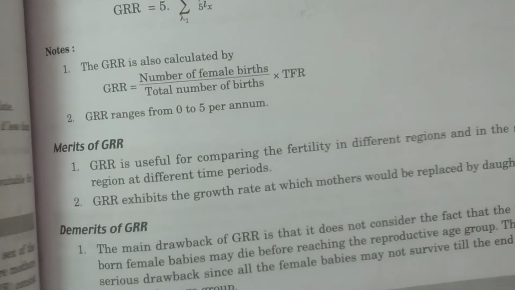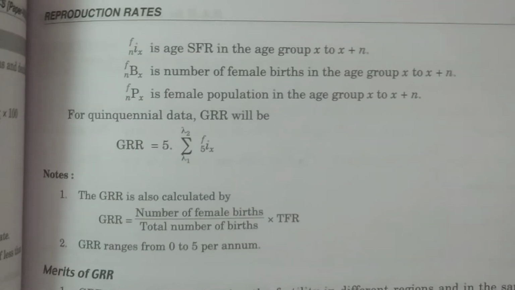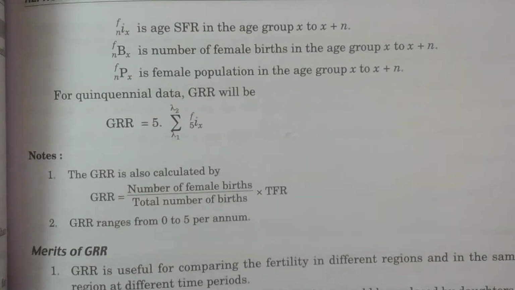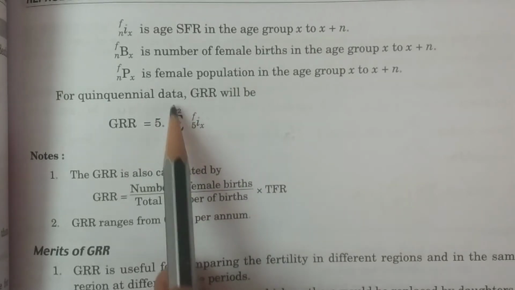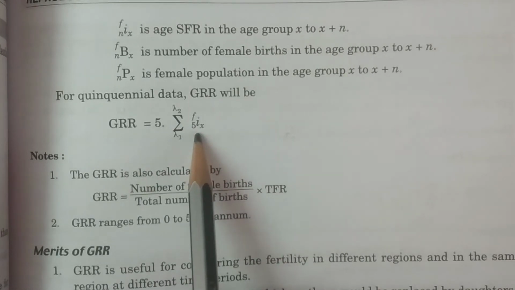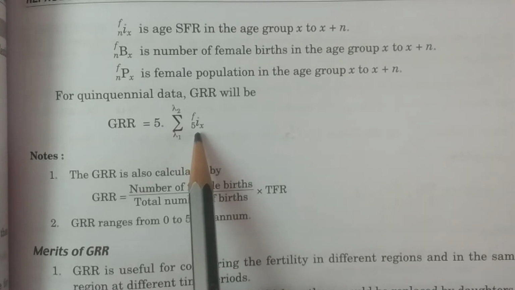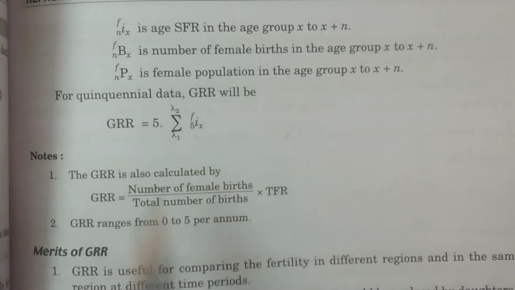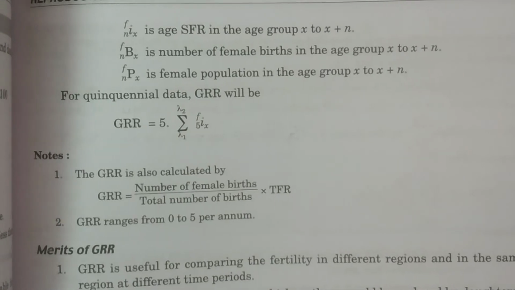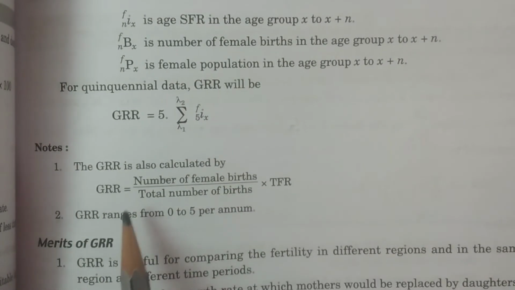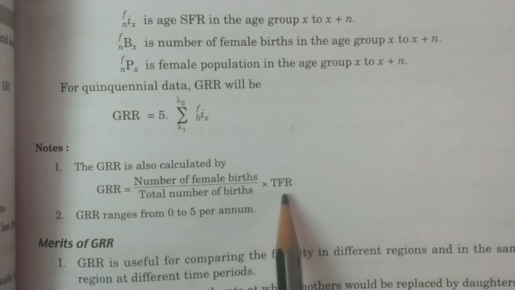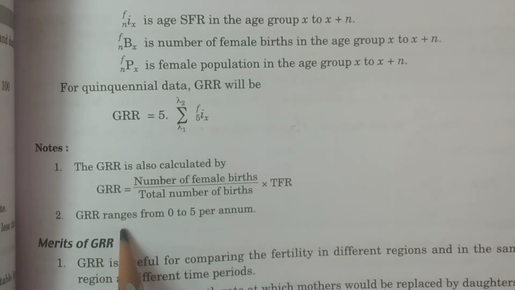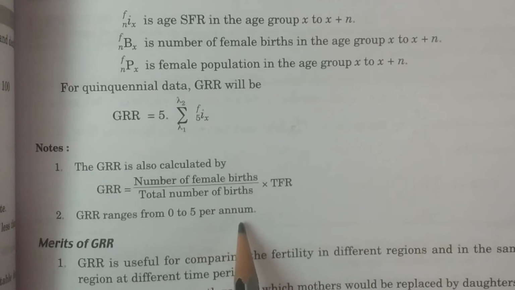Now, for quinquennial data, I am giving another formula. You see here, this is GRR equals 5 into summation lambda 1 to lambda 2 F5IX. It is nothing but the formula for GRR for quinquennial data. GRR is also calculated by another formula. GRR is equal to number of female births by total number of births into TFR, total fertility rate. Usually GRR ranges from 0 to 5 per annum.